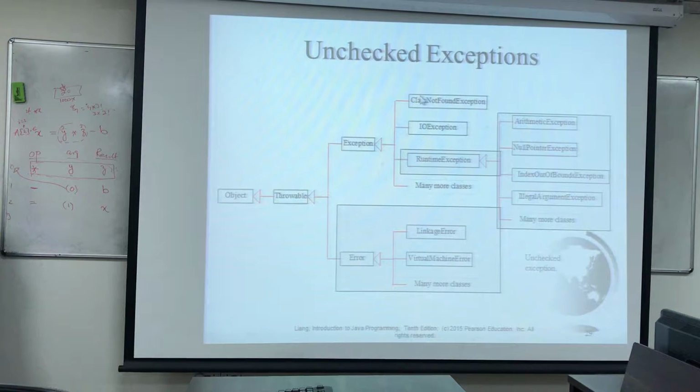IO exception, class not found exception, and many families like that are all called checked exceptions. Only these two families are unchecked, and the rest of them are checked exceptions. So you have to either use try and catch, or throw the exception. Is this clear, the two concepts? Any doubt in your mind?